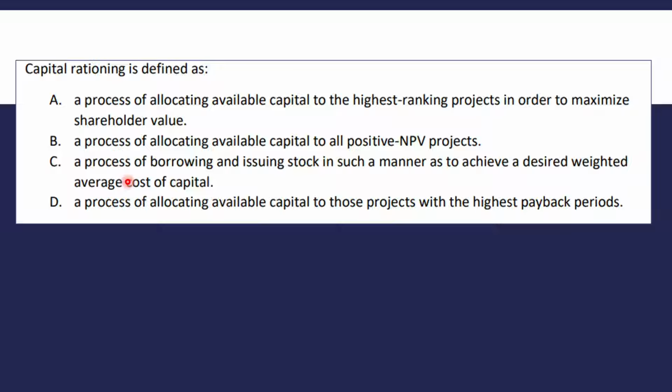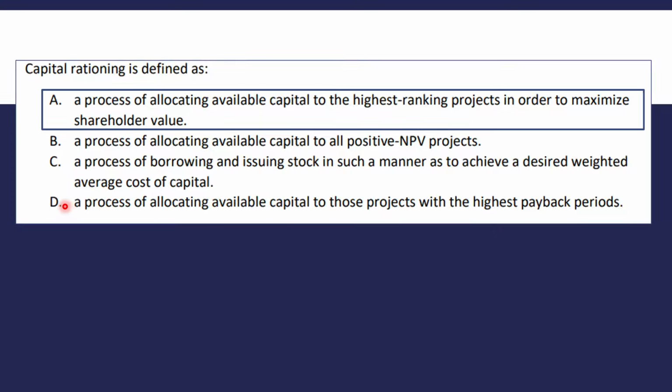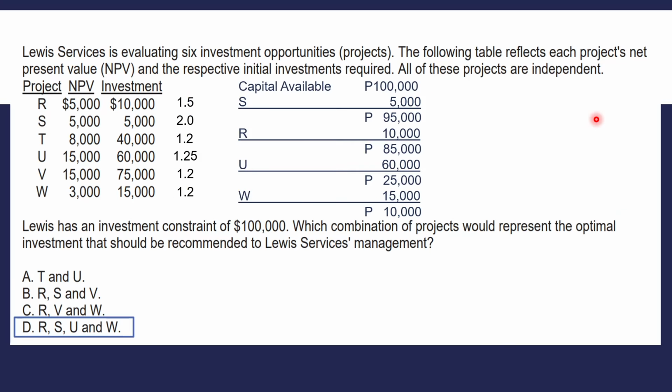Okay. Answer? The correct definition of capital rationing, which is what we did here, is to allocate the available capital to the highest ranking projects in order to maximize shareholders' value. Kung titignan ninyo, yung total NPV ni RSU and W, 5K plus 5K plus 15K plus 3K, that's 28,000 yung total NPV. No? Kung papansin niyo yung combination na pinili natin, yan yung may pinakamataas na NPV.